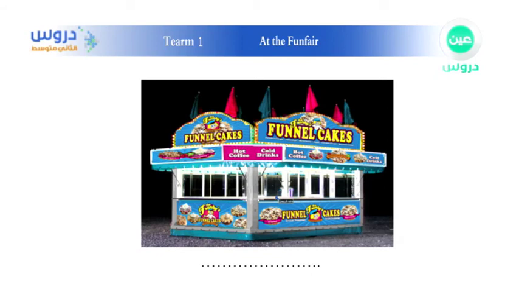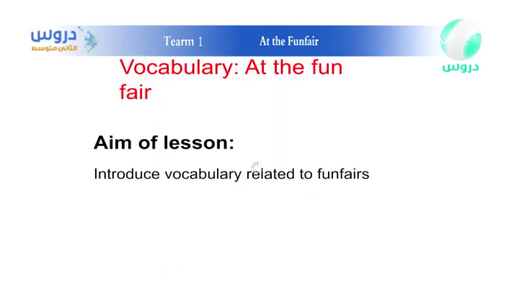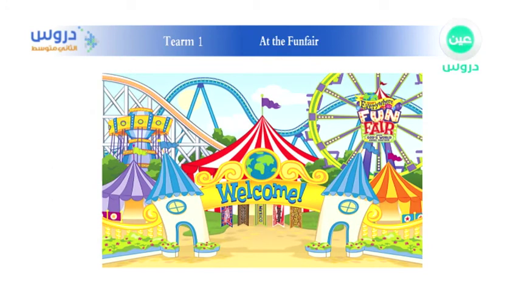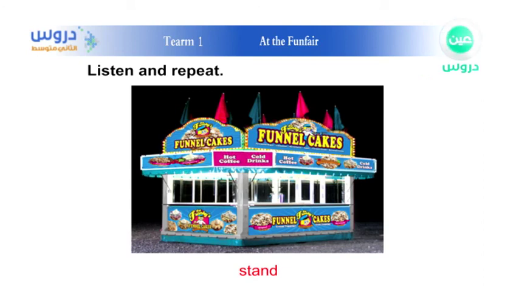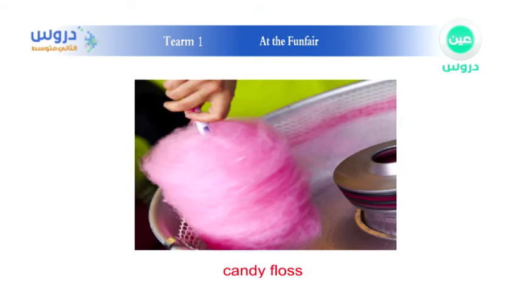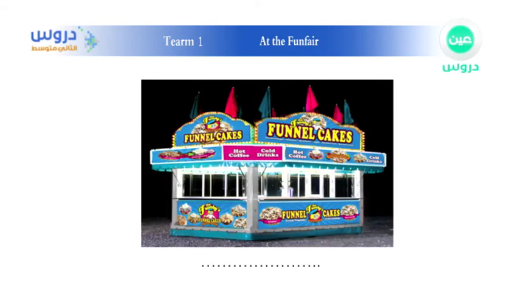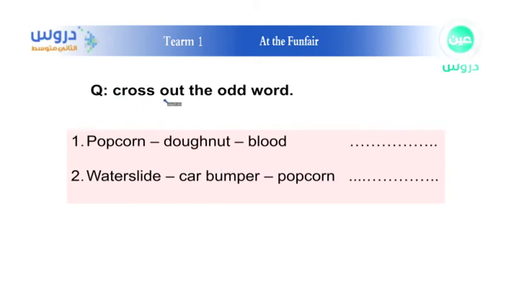What do we call this? Do you remember? This is the first picture that I have explained to you, right? Good try, candy floss. Let's go back and see. Candy floss, and this is who sells candy floss, right? Look at it. What is this? Stand. Very good. So this we call a stand. Wonderful.